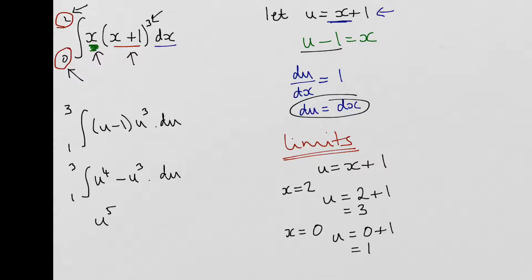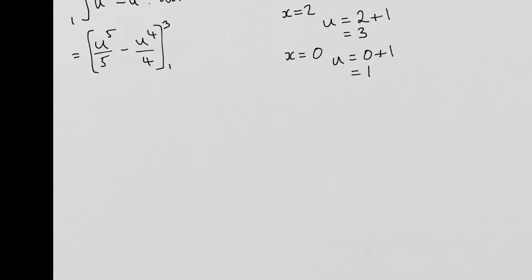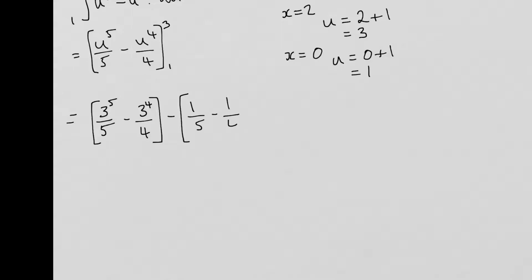So increase the power by 1, divide by the new power, increase the power by 1, divide by the new power. Do not write plus c on this one because in this example I have been given limits to evaluate. So I can just put those limits straight in now because those limits are for a u function and I have a function that is in terms of u. So I'm going to have 3 to the power of 5 over 5, subtract 3 to the power of 4 over 4, and then all of that I'm going to subtract 1 to the power of 5 over 5 and 1 to the power of 4 over 4. 1 to the power of 5 is just 1, and 1 to the power of 4 is just 1. So that's what I will have there.